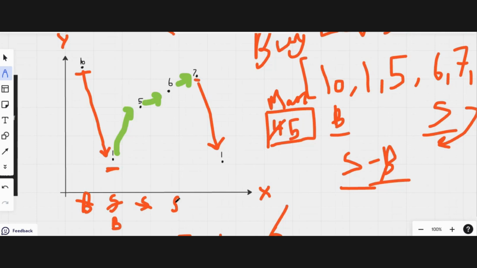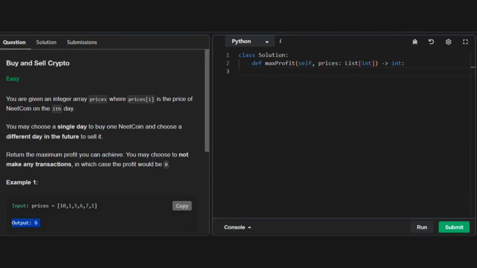Similarly, if we cut this and go to 7, our maximum profit is 6, and that's the answer. But a computer doesn't know that, so it would cut this and go to 1, and the selling price is 1, whereas the buying price, the maximum price, is 6. That's our answer. So now that we have that answer, and basically this is the logic that you need to use to solve this problem, let's go back to the problems page here and start coding the problem out.